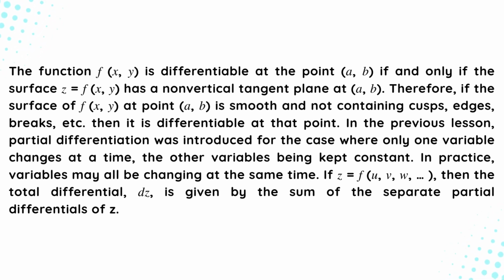In the previous lesson, partial differentiation was introduced for the case where only one variable changes at a time, the other variables being kept constant. In practice, variables may all be changing at the same time. If z equals f of u, v, w, and so on, then the total differential dz is given by the sum of the separate partial differentials of z.